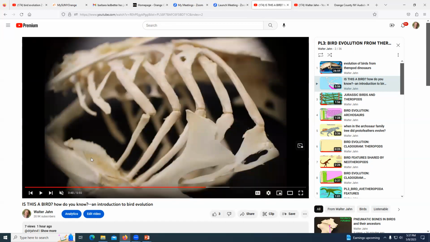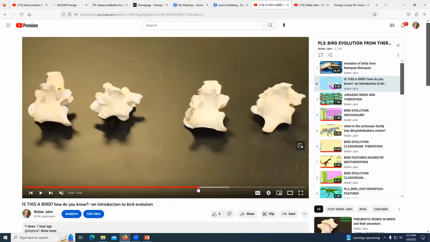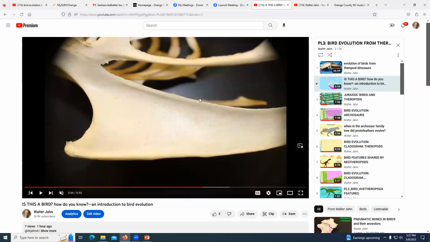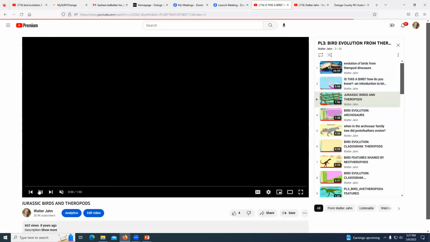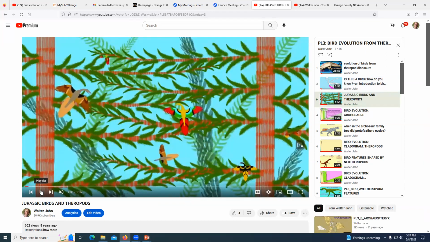If you look here at their ribs, they're anchored together. They've got a big keeled sternum. That's where the chicken breast meat is, on their sternum or their breastbone.